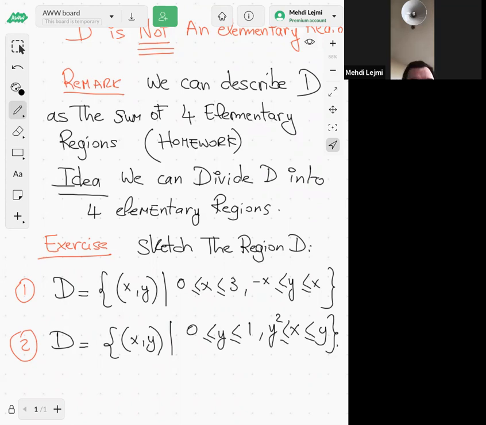So in this exercise, the first region, x between 0 and 3 and y between minus x and positive x, will be a region of type 1. For the second region, where y is between 0 and 1 and x between y squared and y, that will be a region of type 2. So this first one is of type 1, and this one here is type 2.